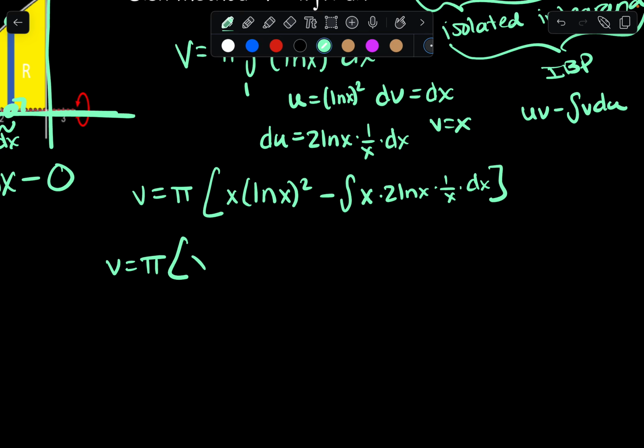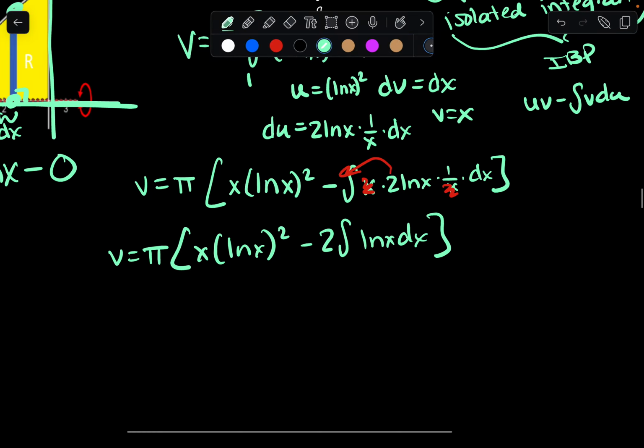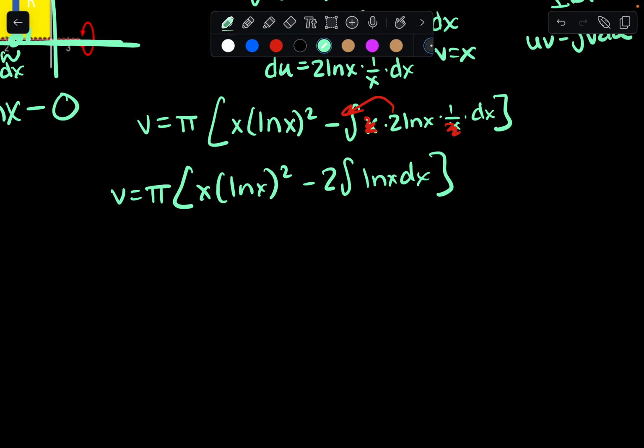Okay. So from here, we have x natural log of x squared. Simplifying, I see that the x's cancel out. And then I can go ahead and bring the 2 in front of the integrand. So we have 2 natural log of x dx. And I again have a natural log expression that's isolated. So we will use integration by parts again.